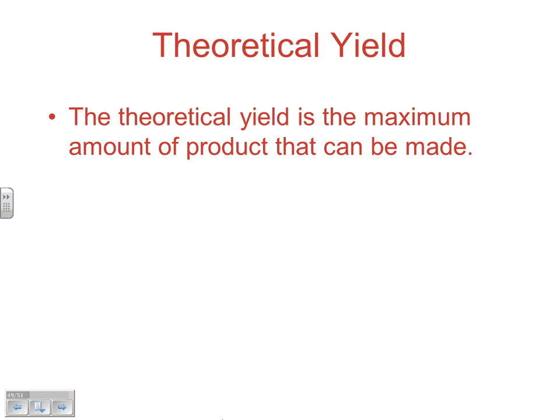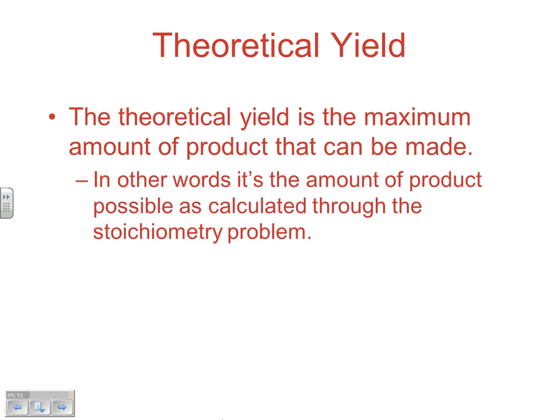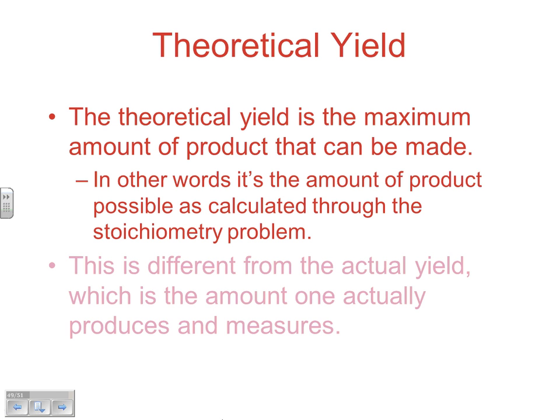Now, next idea, theoretical yield. The theoretical yield is the max amount of product that can be made. In other words, it's the amount of product possible as calculated through stoichiometry. When you're doing one of these stoichiometry problems, you're calculating a theoretical amount. If you're predicting a product, we would call it a theoretical yield. When you actually do the reaction, you get a different situation. You get the actual yield.